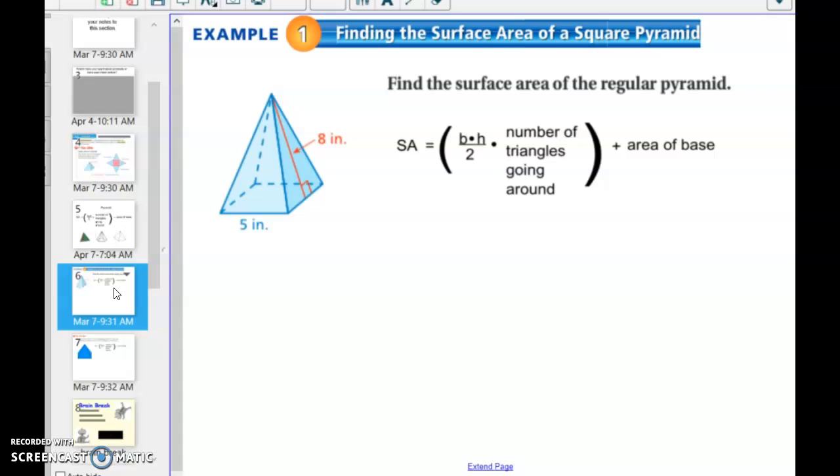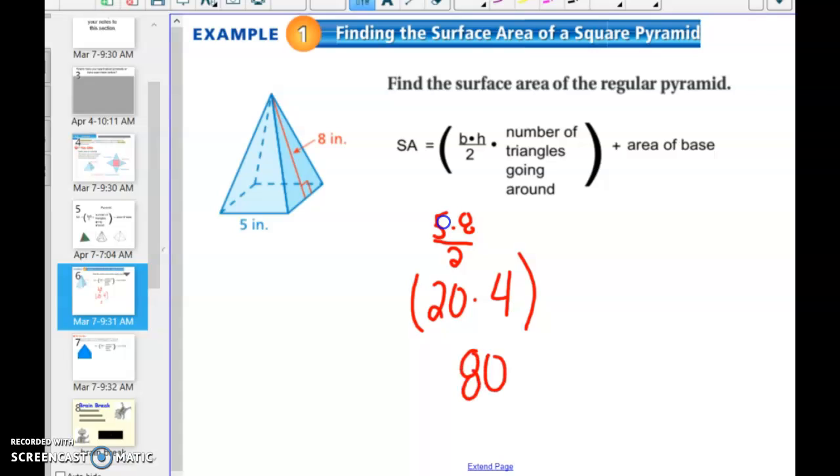So looking at the first example here, I have a square pyramid. So that means the shape of my base is a square, and I have 4 triangles going around. So I would do base times height of the triangle, which would be 5 times 8. And I would divide that by 2 because that's how you find the area of a triangle. So that obviously would give me 20. Then I would times that 20 by the number of triangles going around. For this one, there are 4 triangles going around. So I would multiply that by 4.